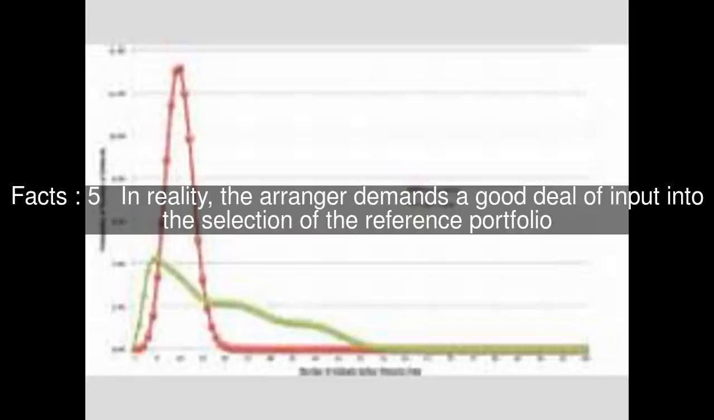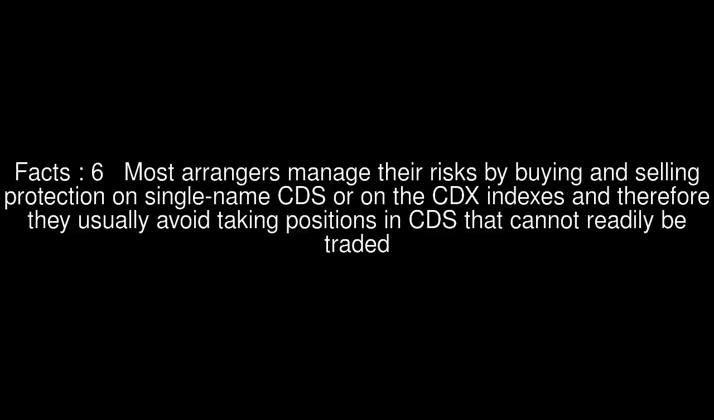In reality, the arranger demands a good deal of input into the selection of the reference portfolio. Most arrangers manage their risks by buying and selling protection on single-name CDSs or on the CDX indexes, and therefore they usually avoid taking positions in CDSs that cannot readily be traded.